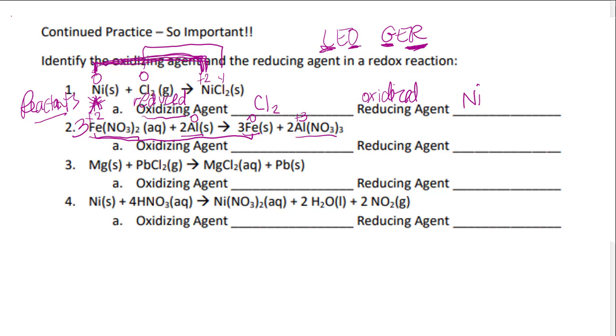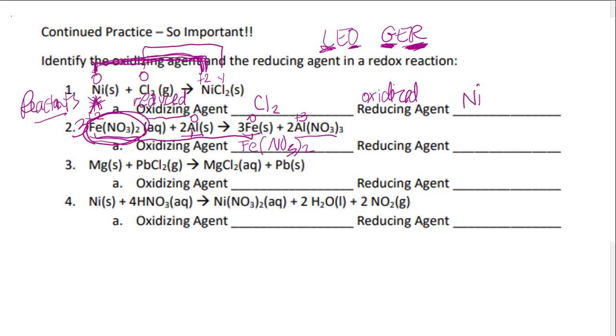Because it went from +2 to 0, it was reduced. That means that it gained electrons. If it was reduced, that means it's the oxidizing agent. And that reactant, this iron that was reduced, the reactant is Fe(NO3)2, is the oxidizing agent.